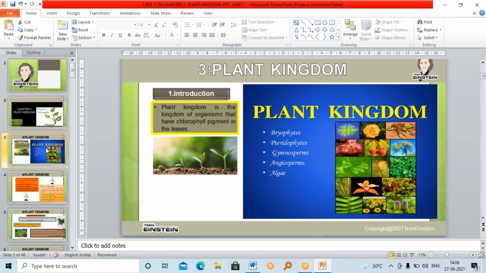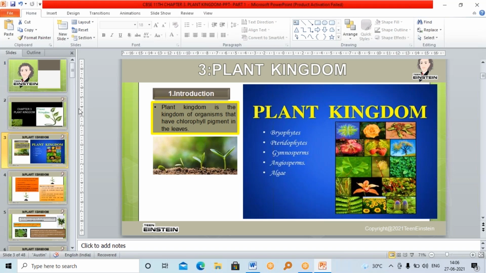So what do you know about plants? We have some general idea about plants, right? Plants are the producers, the main producers of the ecosystem. Plant kingdom means the kingdom of organisms which have the chlorophyll pigment. Plants have chlorophyll pigment, that's why they are the main producers of the ecosystem, and they have chlorophyll pigment in the leaves.